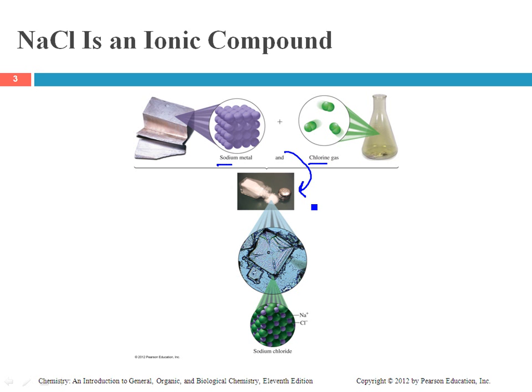They form sodium chloride, and here we can see it's a crystal solid, with Na+. We'll talk about that in a minute, but remember sodium's in group 1, so it forms a +1 charge, and chlorine's in group 7, so it forms a -1 charge. These are the ions represented.